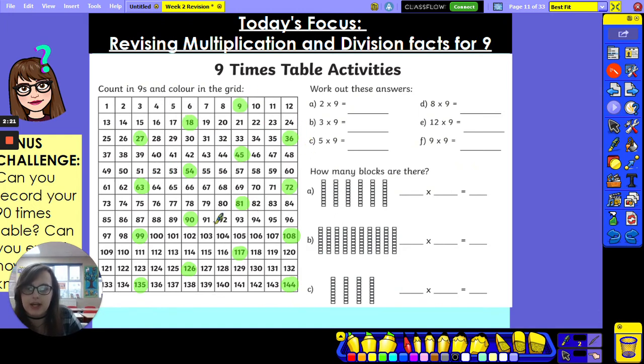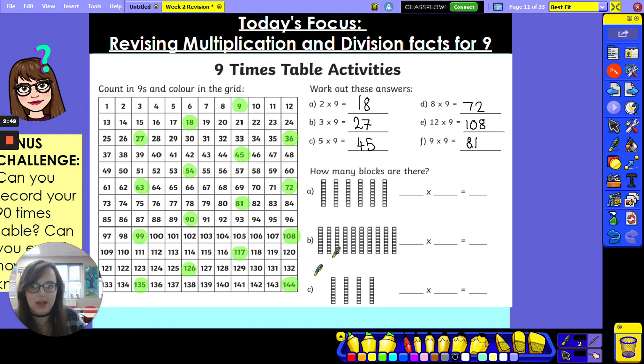Now let's use what we know about the 9 times table to help us answer these questions. Remember, you can use the grid to help you as well if you're not sure. 2 times 9 is 18, 3 times 9 is 27, 5 times 9 is 45, 8 times 9 is 72, 12 times 9 is 108, and 9 times 9 is 81.